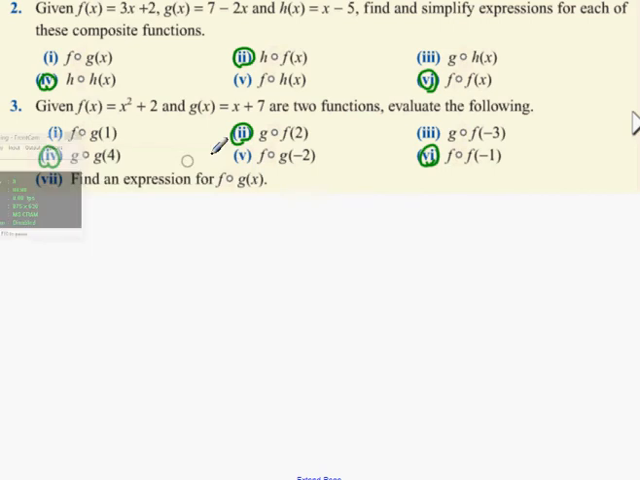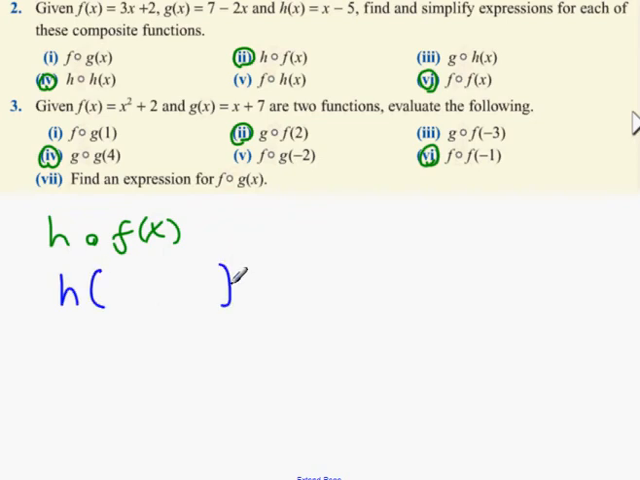First one I will do is h after f of x, okay? First of all, h after f of x, what does that mean? It means do the f rule first, do the h rule second, okay? So you replace f of x with what? What does this get replaced with in this question? It gets replaced with 3x plus 2 because we're doing question 2 at the moment, okay? So it's h of 3x plus 2.